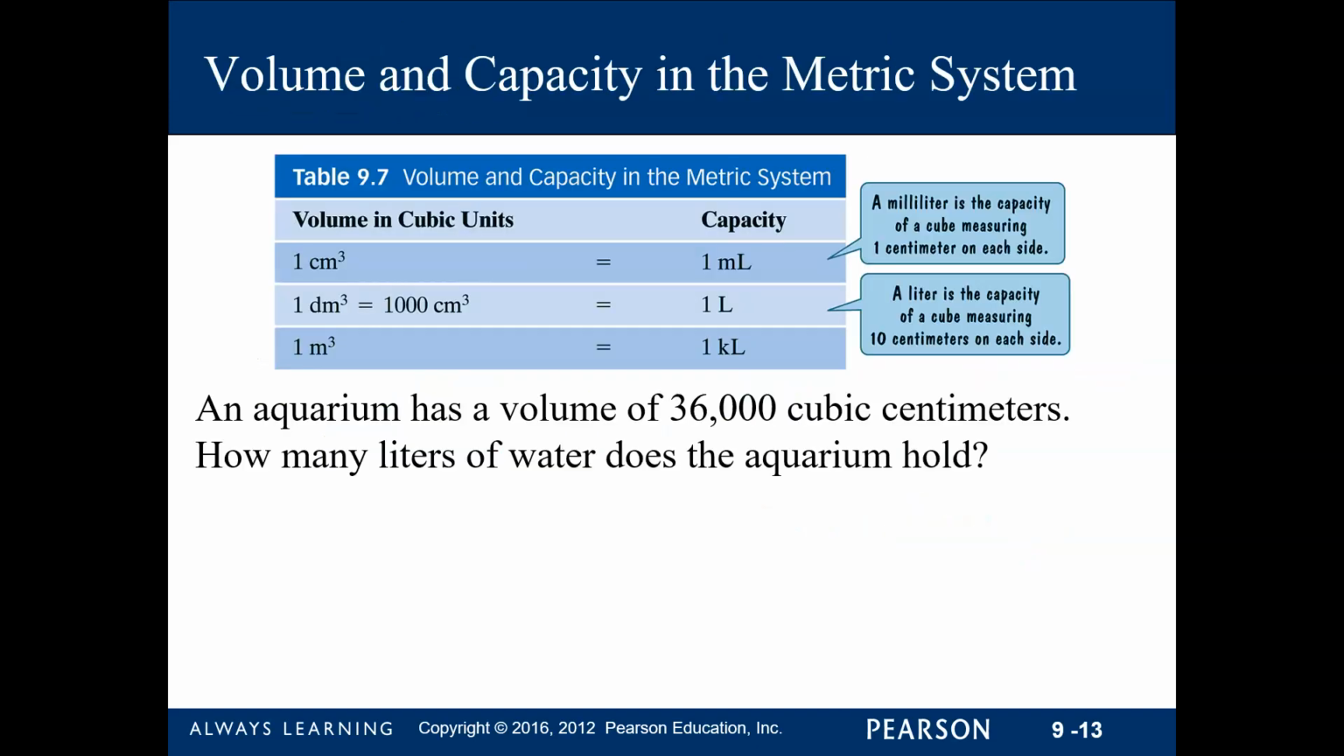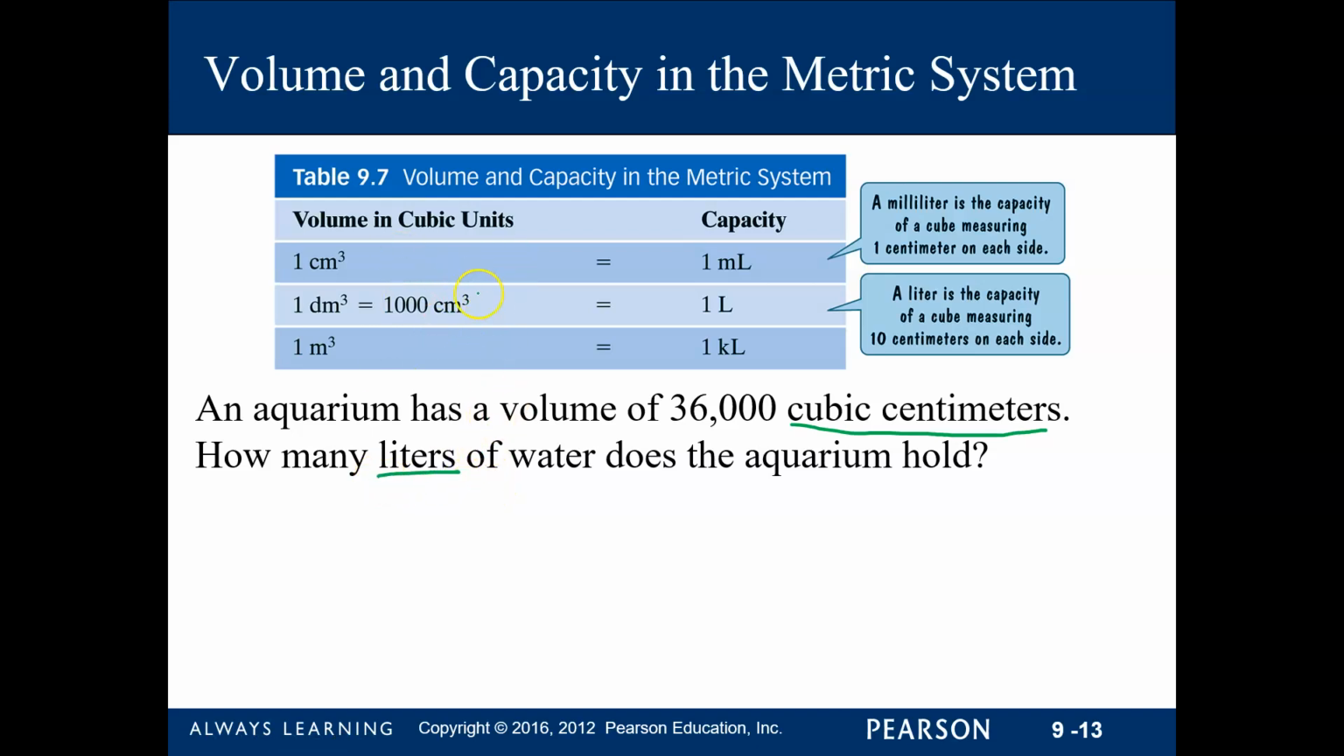Okay, so another example. This time it's the capacity in the metric system. You can see here, this is volume, capacity, what it's equivalent to if there's liquid placed in it. So in this case, we have 36,000 cubic centimeters. How many liters of water is in there? So how can we work with this? We have cubic centimeters given and we want liters as our desired unit.